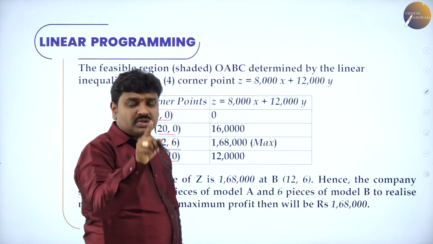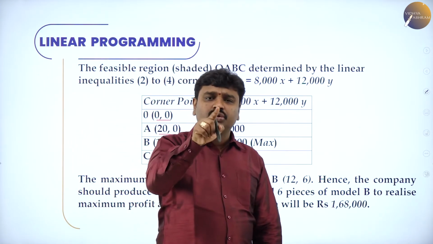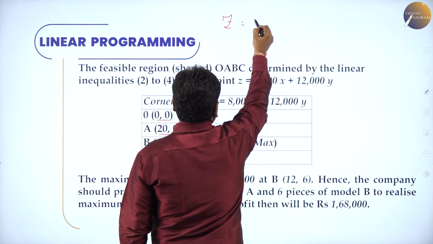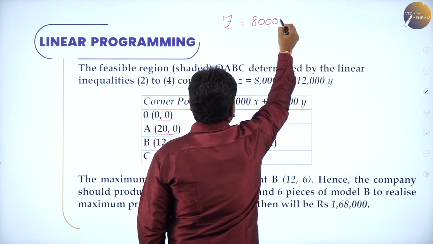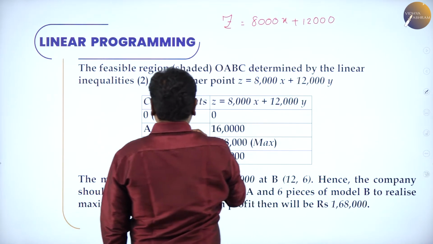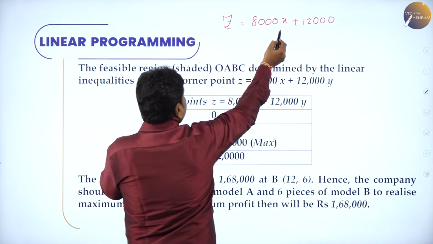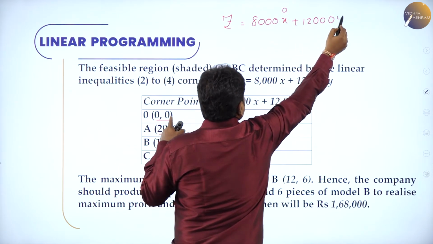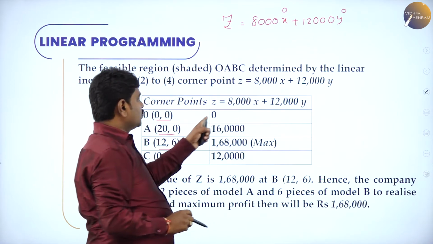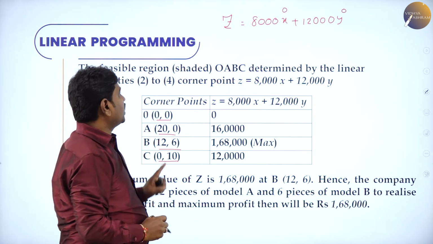Now you should substitute the corner point in objective function, that you put in Z. What is the value of Z they give? When you read the problem, it is 8000x plus 12000y. So now substitute each point. For example, if you put x and y 0, 0, if you substitute 0 into anything it is 0. So 0 plus 0 becomes 0. So Z becomes 0.